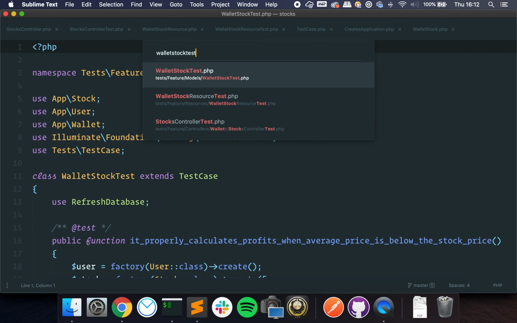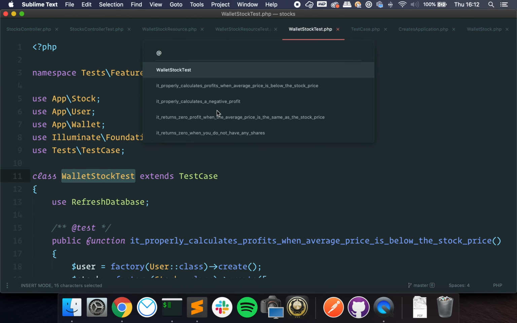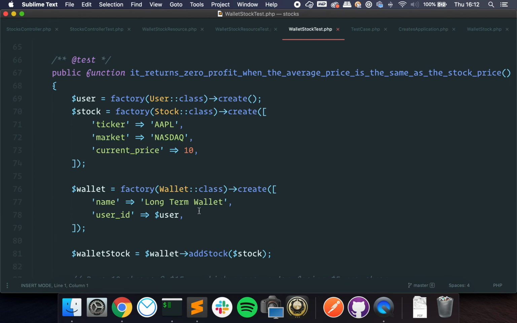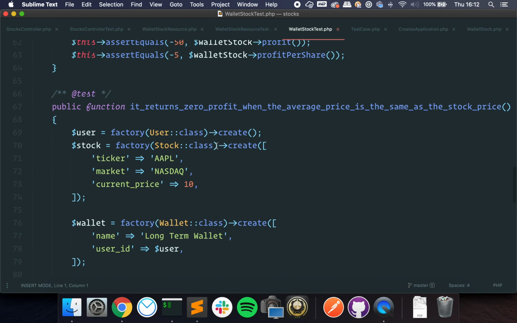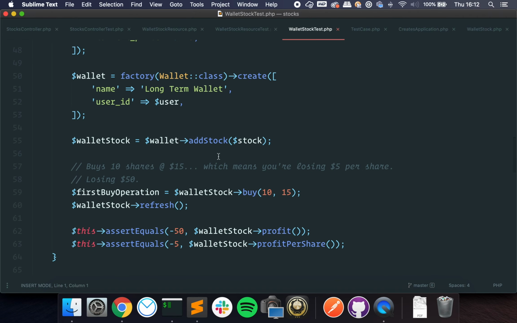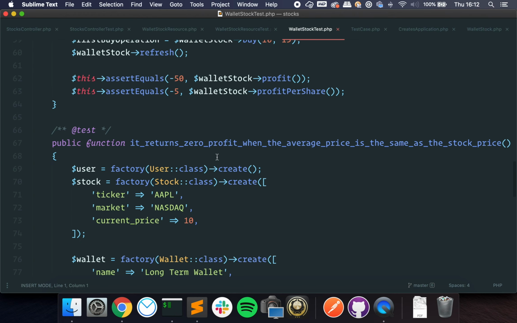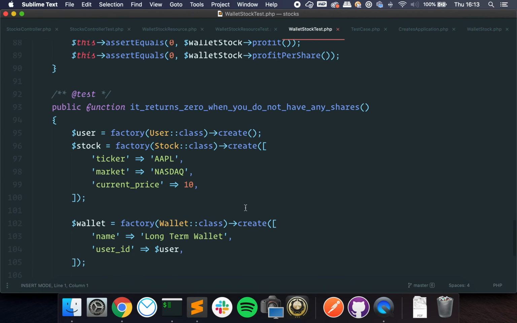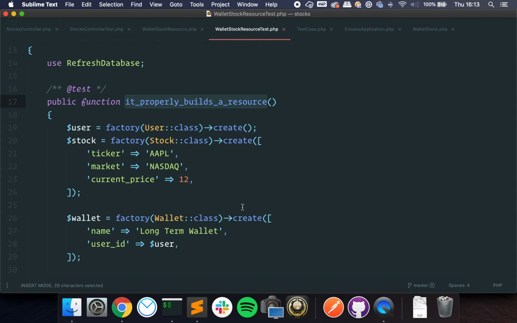But we do test the wallet stock class itself, where we do have 4 tests. So this is a very good test file. We are testing all the situations that we can think of when we have a profit, when we have a negative profit, which there probably is a word for this, a loss. We are testing when we have 0 profit, and we are testing when we don't have any shares.